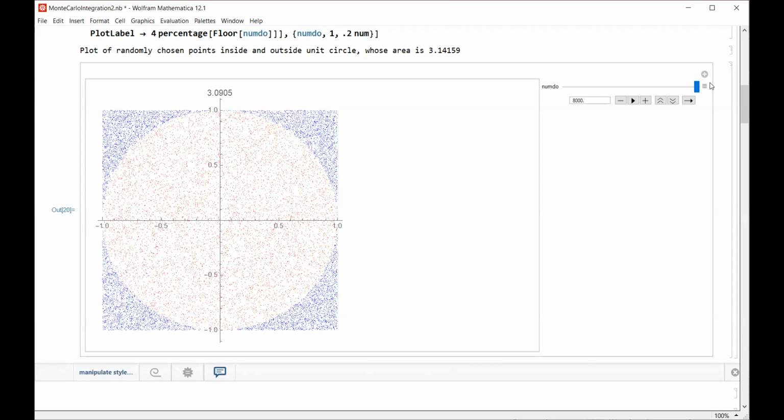So I look at what fraction of the points lie in the region, and then I multiply by the area of the box. So the area of the box here is 4. So I would be multiplying by 4 in this case. So the question is, how accurate do you think something like this is going to be?